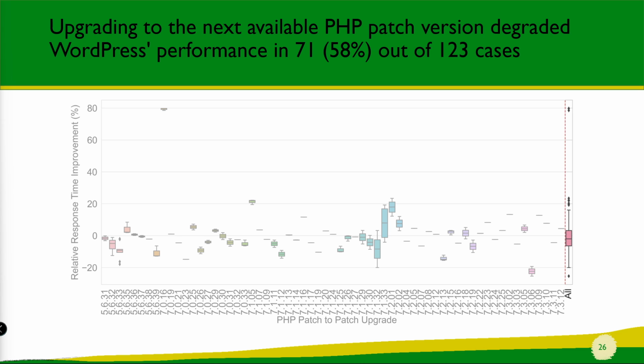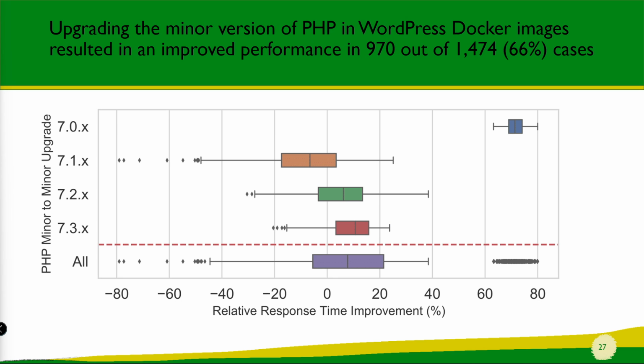Upgrading to the next available PHP patch version degraded the WordPress's performance in 58% of the cases out of 123 cases.